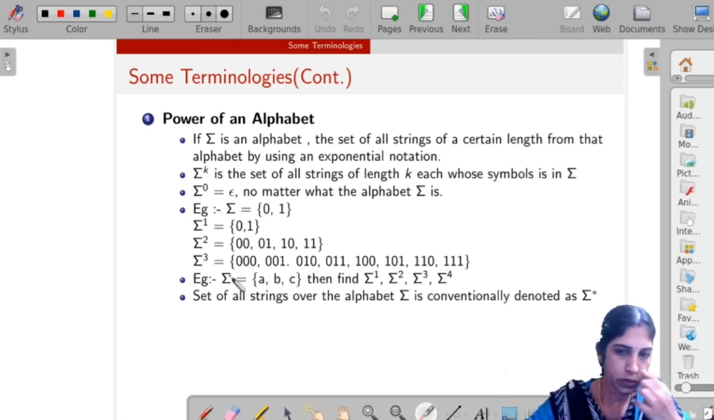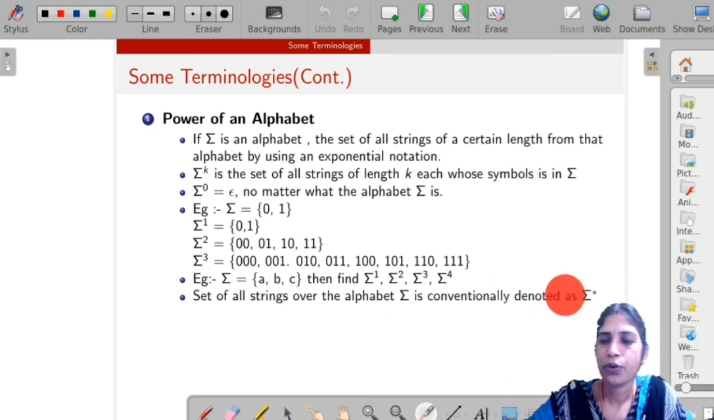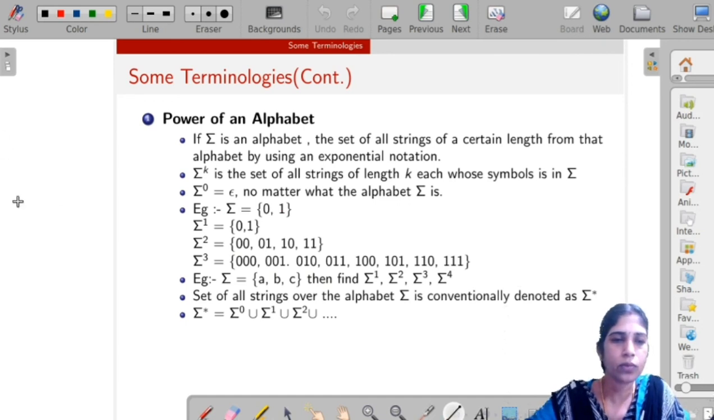Then the set of all strings over the alphabet sigma is conventionally denoted as sigma star. Sigma star means the set of all strings over the alphabet sigma. Okay, all strings. So sigma star is equal to sigma raised to 0 union sigma raised to 1 union sigma raised to 2 union sigma raised to 3 union, etc.